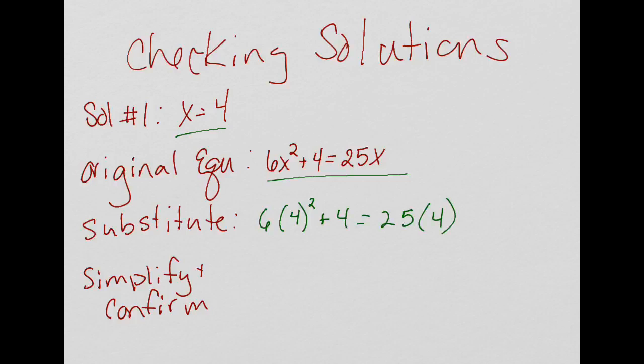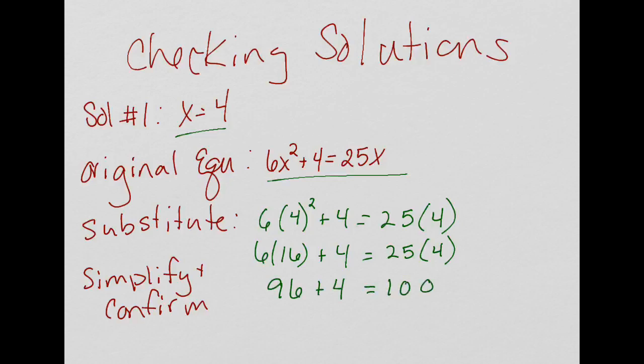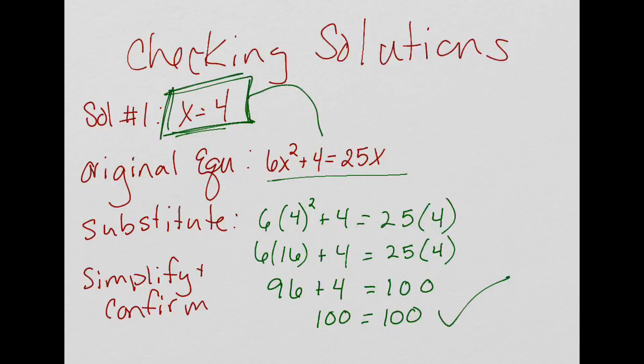So 4 squared, 4 times 4 is 16. And then I can do the 2 multiplications. 6 times 16 is 96. And 25 times 4 is 100. 96 plus 4 is 100. And 100 does equal 100. Therefore, x equals 4 is a true solution to the original equation.